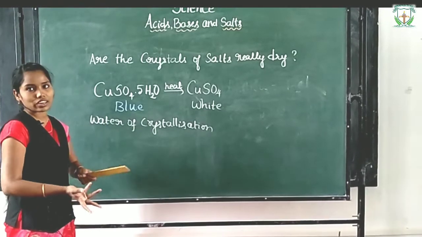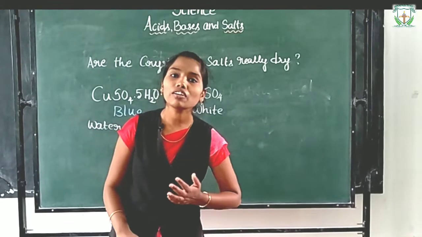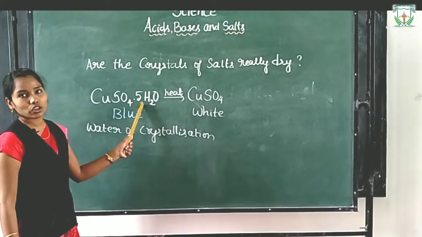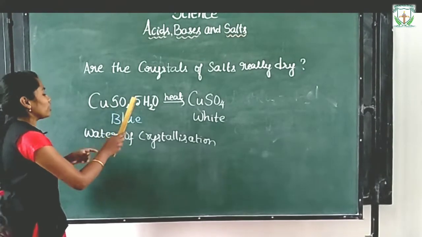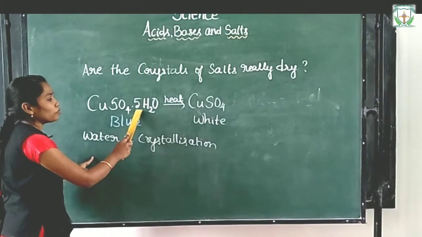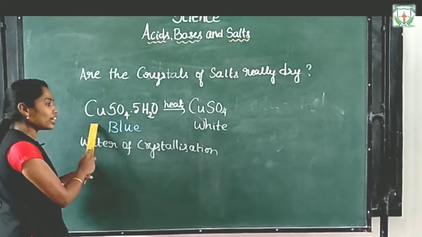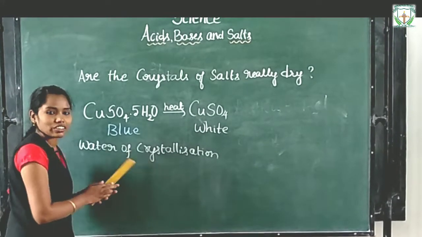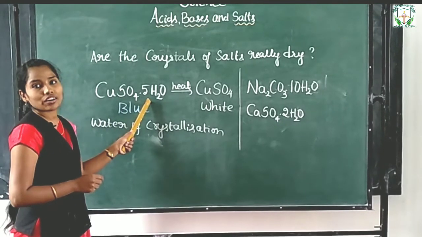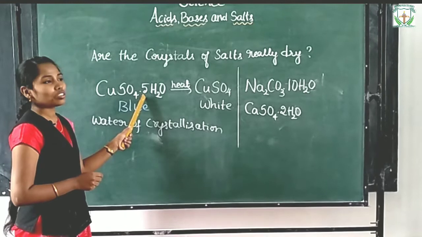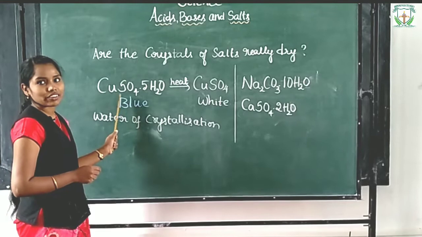So what is this water of crystallization? It is nothing but the number of water molecules present in one formula unit of the salt. Water of crystallization is the number of water molecules present in one formula unit of a salt. Children, copper sulfate, that is CuSO4, has 5 water of crystallization. That is, 5 molecules of water are present in copper sulfate. So the water of crystallization of copper sulfate is 5.